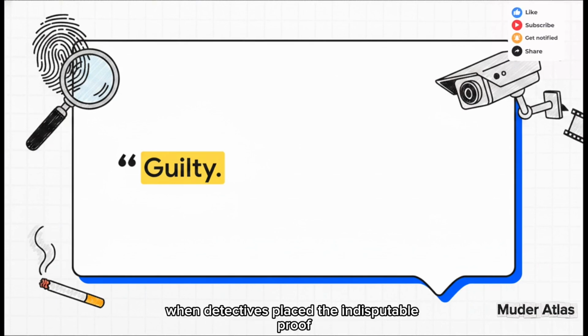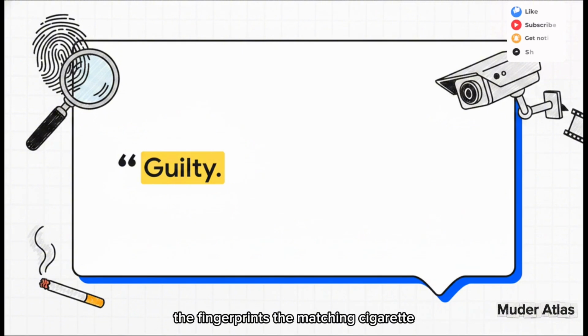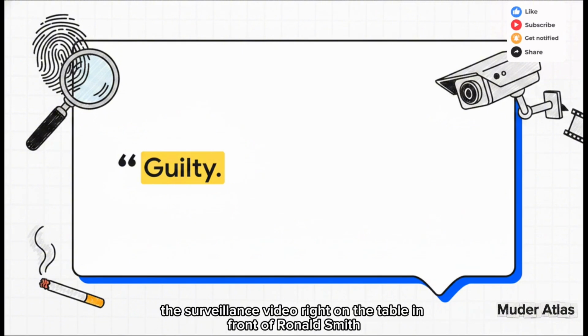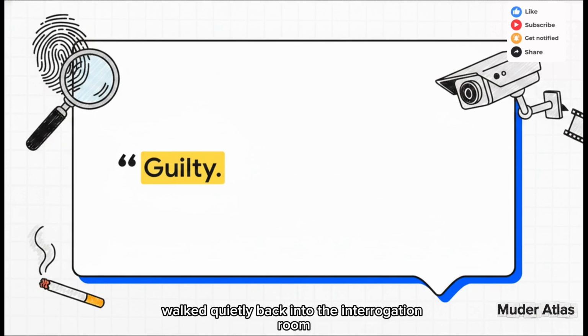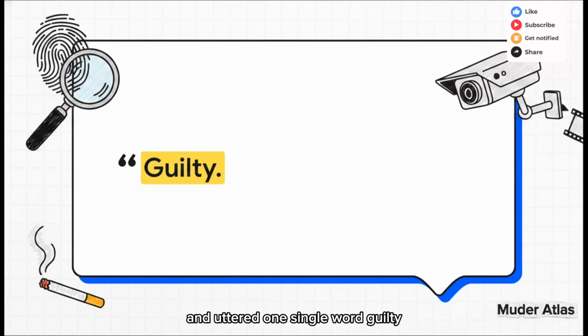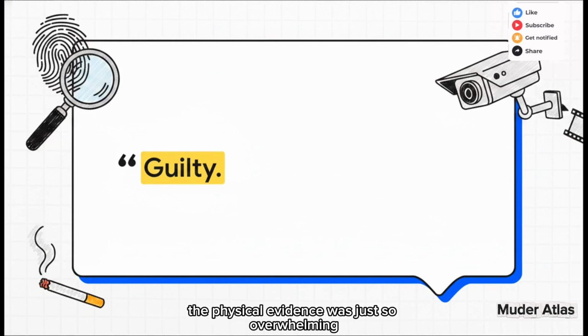When detectives placed the indisputable proof, the fingerprints, the matching cigarette, the surveillance video, right on the table in front of Ronald Smith, his resistance simply crumbled. He stepped out for a cigarette, walked quietly back into the interrogation room, and uttered one single word: guilty. The physical evidence was just so overwhelming, it forced a full confession right then and there.